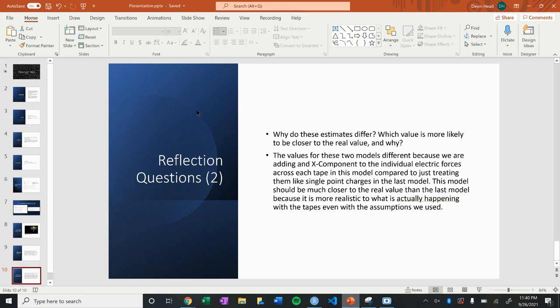And this model should be much closer to the real value because the last model was treating them as point charges, and this one is actually evenly distributing them over the entire piece of tape, which even with the assumptions we have is closer to what's actually happening.